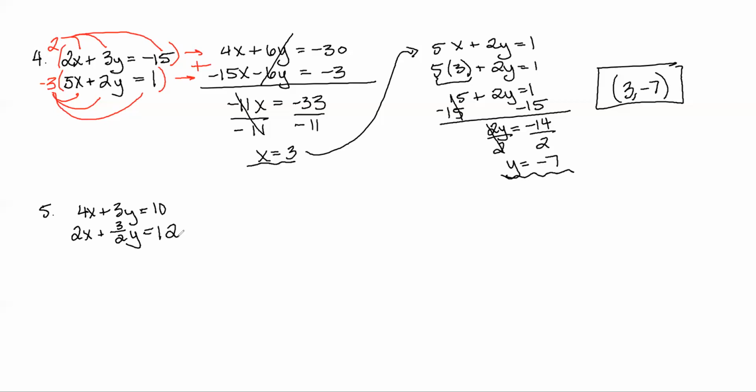Now, a couple things to note here. We don't have opposites on the x's or the y's, so we know we're gonna have to make them into opposites. We also have a fraction down here on the y term. So first thing I'm gonna actually do is get rid of that fraction.